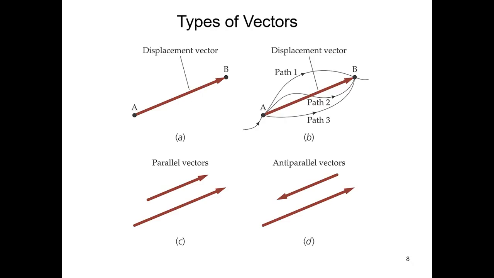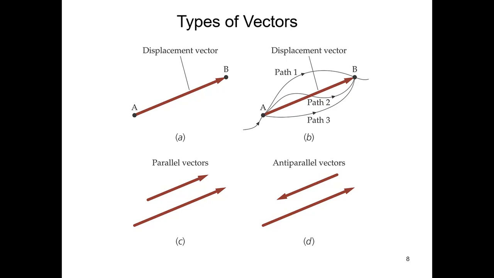Now, types of vectors. It has the displacement vector. We will discuss that in the next lectures: the position vector and the displacement vector.